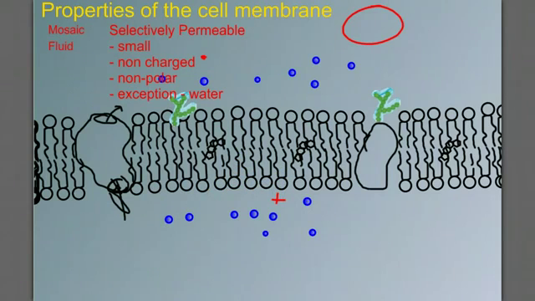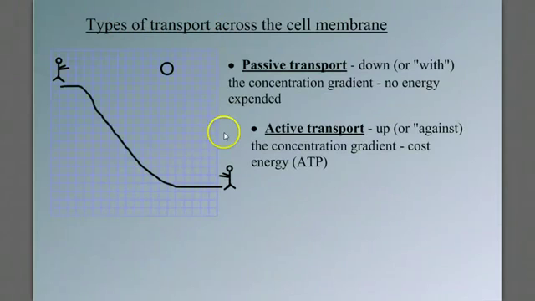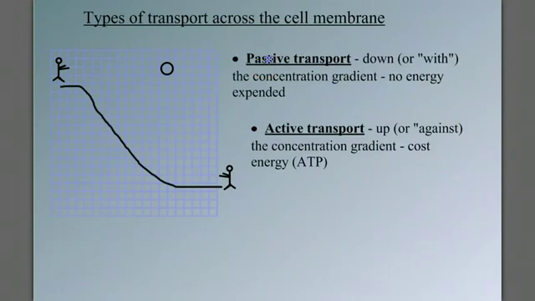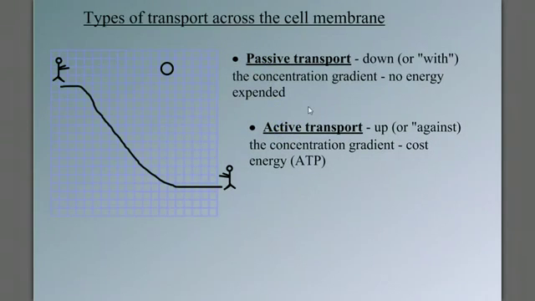And that brings us to transport. How do things get across the cell membrane? Well, before we get into the specific types of transport, we need to talk about two broad categories: passive transport and active transport. Passive transport is transport that goes down or with the concentration gradient. In other words, if we're going down the hill, if we roll this ball, we're not going to have to spend energy to get that ball to go down the hill. It'd be passive. It's going from areas of higher concentration to areas of lower concentration.